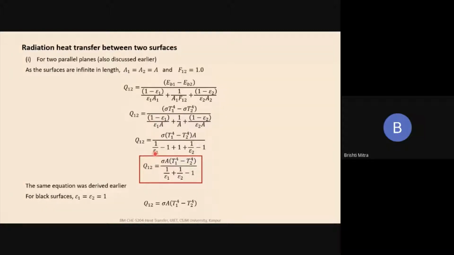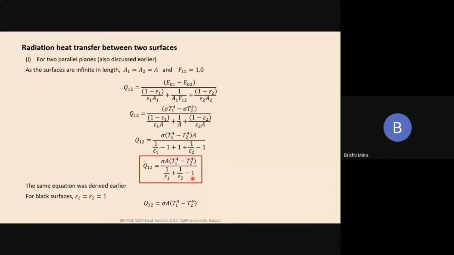1 by epsilon 1 minus epsilon 1 by epsilon 1, which becomes equal to 1. If A is taken as common, this becomes equal to plus 1. 1 by epsilon 2 minus epsilon 2 by epsilon 2, that is minus 1. So this plus 1 and this minus 1 cancel out. And what we are left with is sigma A into T1 to the power 4 minus T2 to the power 4 divided by 1 by epsilon 1 plus 1 by epsilon 2 minus 1.